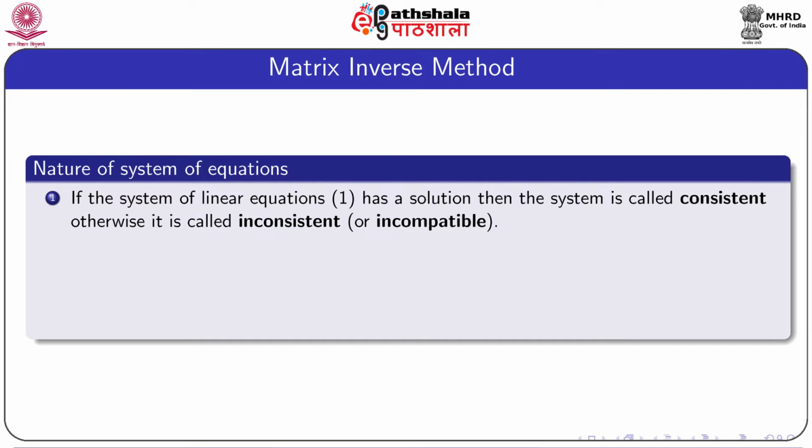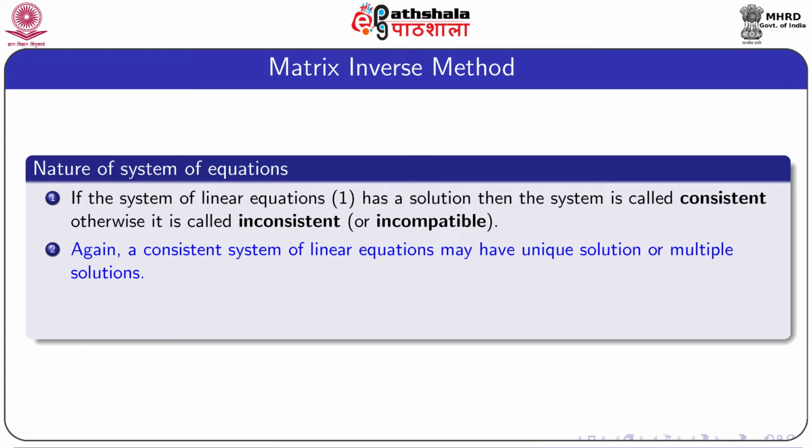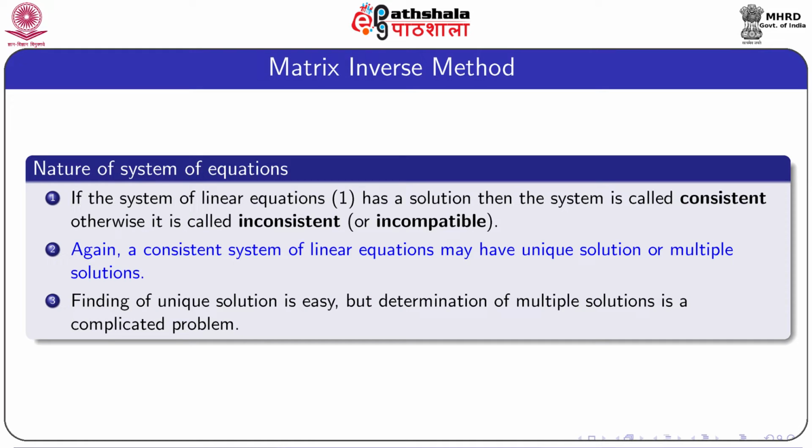If the system of linear equations has a solution, then we say that the system is consistent, otherwise the system is called inconsistent or incompatible. Again, a consistent system of linear equations may have a unique solution or multiple solutions. If the system has a unique solution, then the methods available to solve it are easy, but the determination of multiple solutions of a system of linear equations is a very complicated task.